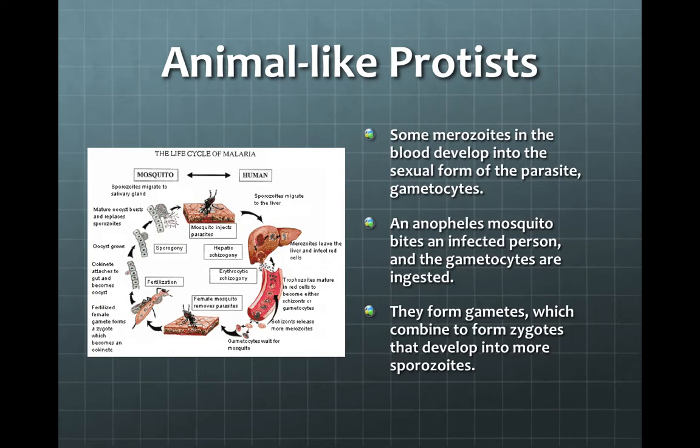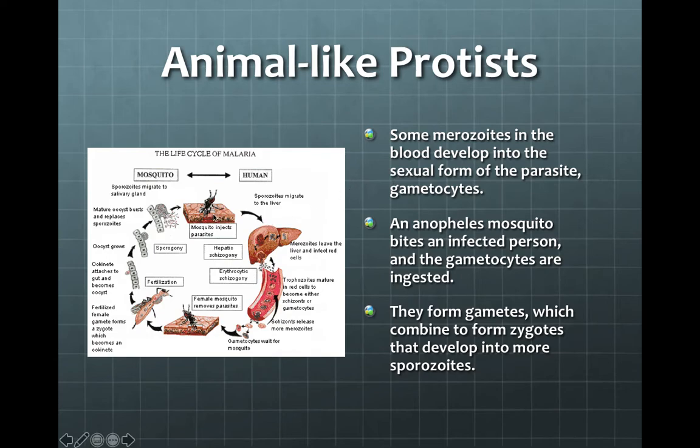All right, some merozoites in the blood develop into the sexual form of the parasite, gametocytes. An Anopheles mosquito bites an infected person, and the gametes are ingested. They form gametes, which combine to form zygotes that develop into more sporozoites. So remember, gametes are basically like the sex cells, and then they become a zygote. So basically, this is how they reproduce and stuff.